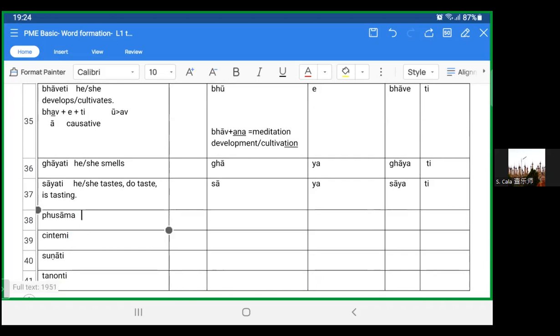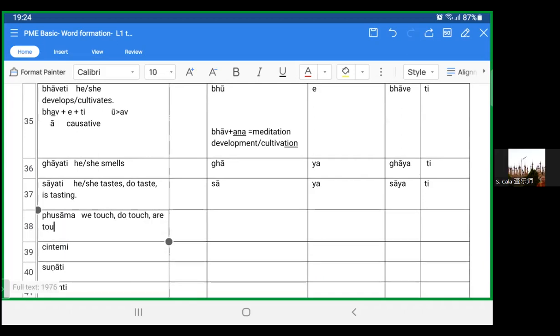So next one, phusama. What's the meaning? Ma here means we. What do we do? We touch. Okay, we touch, we do touch, we are touching. So you can write this way. Okay, now what's the root here? What do you guess? What is the possible root here? PHU. PHU. Push. How do you know it's push?